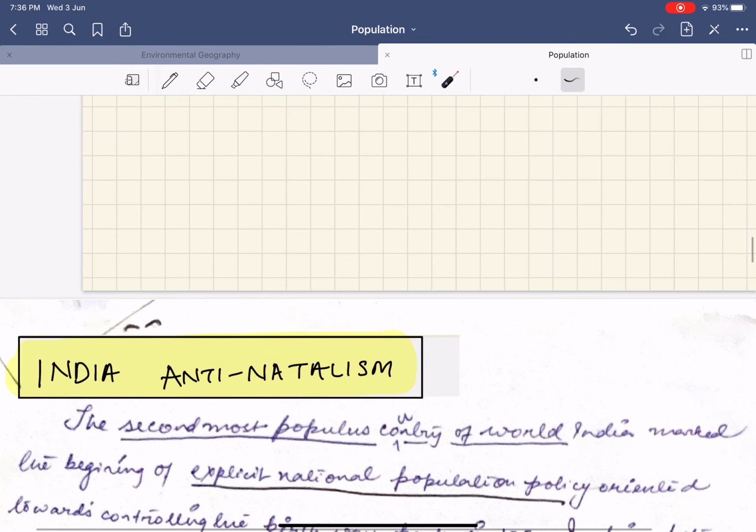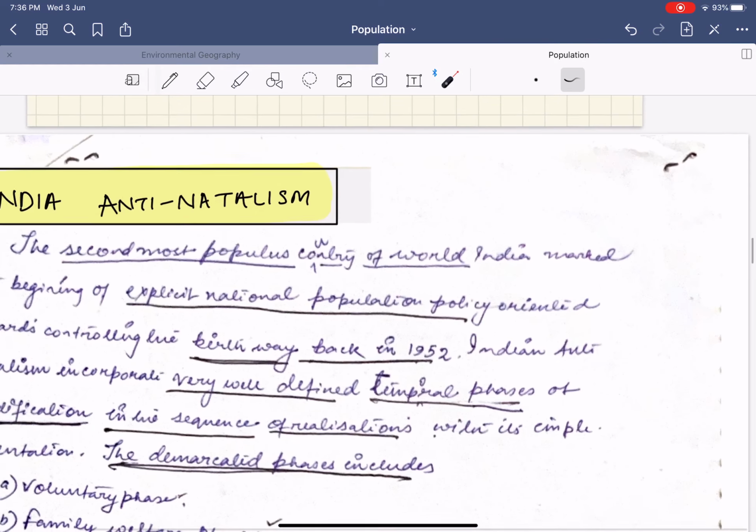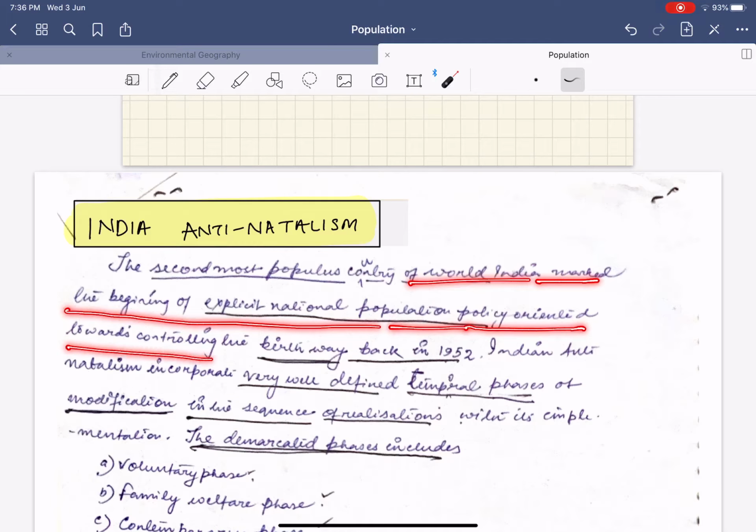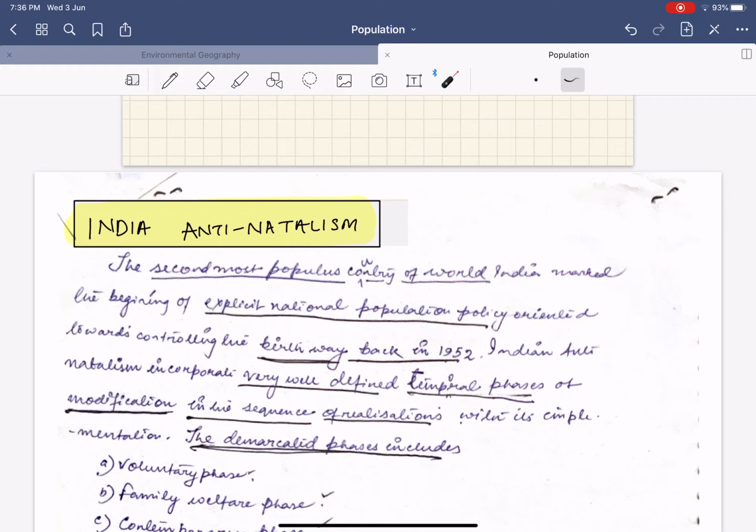Let's look into India's antinatalism. Now, India is the second most populous country in the world. India marked the beginning of an explicit national population policy oriented towards controlling births way back in 1952. With independence in 1947, we initiated our population policy way back in 1952.